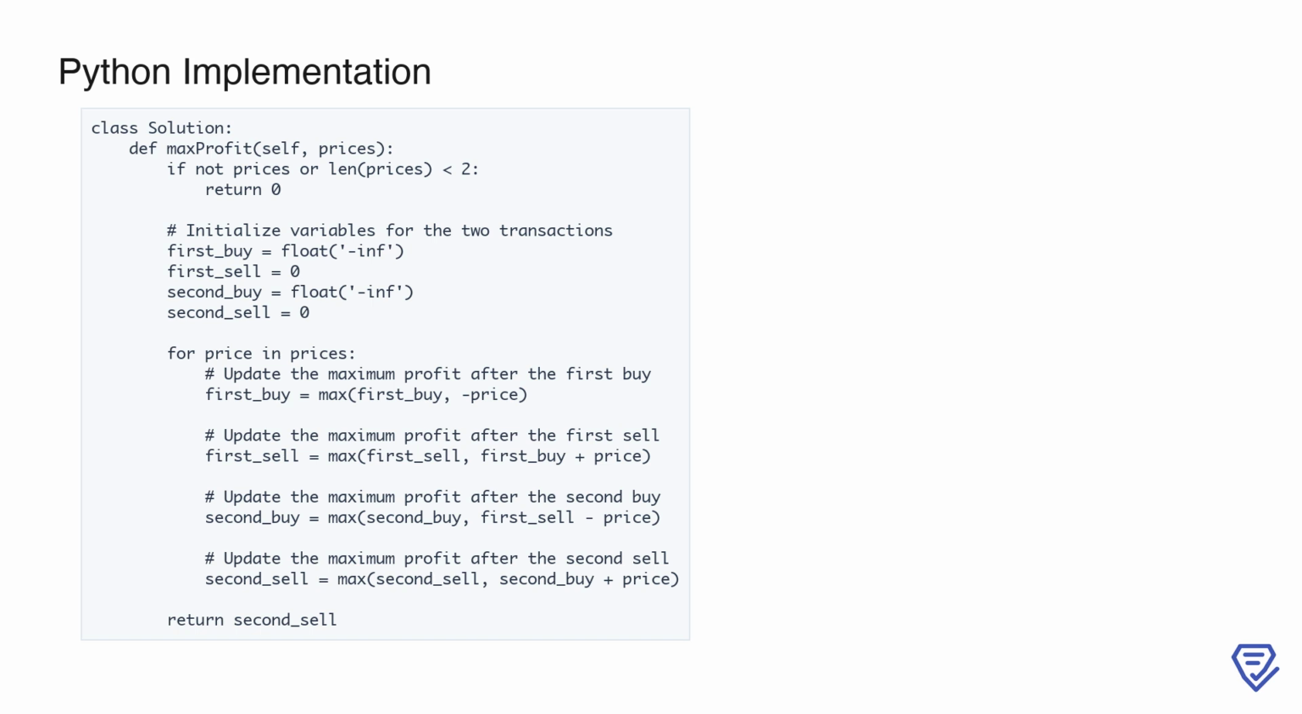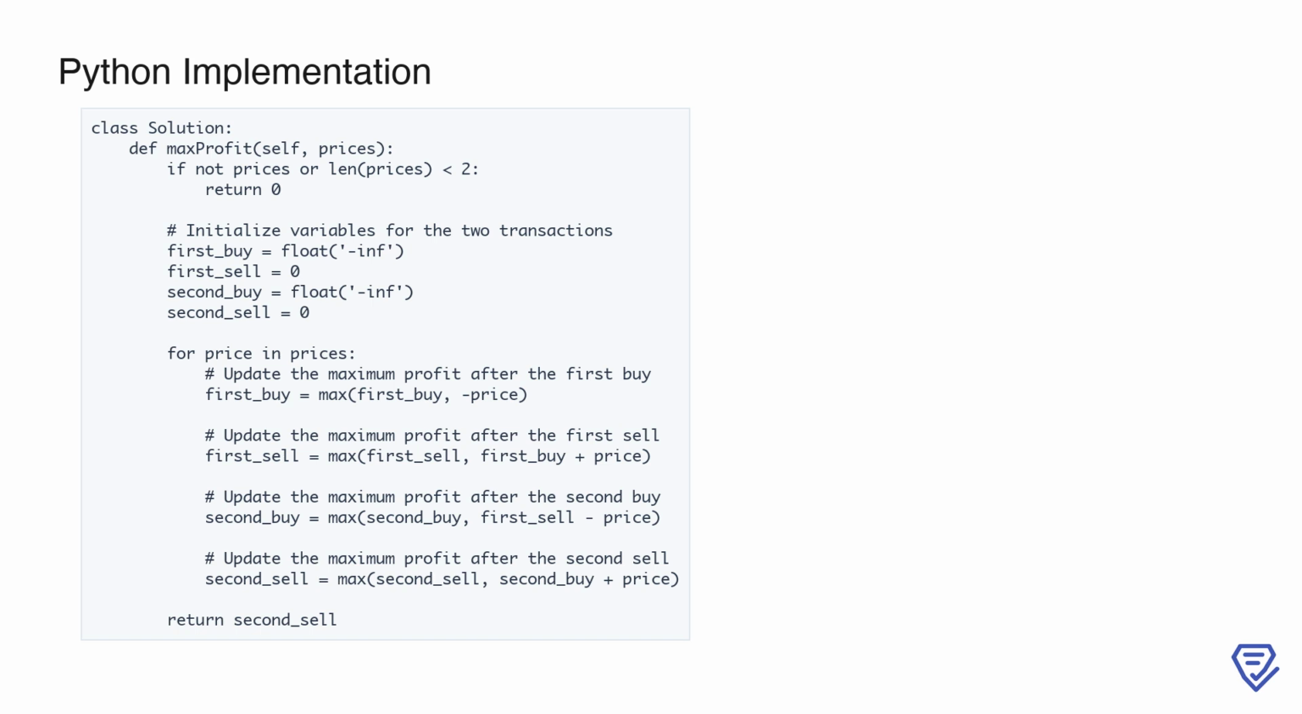First_buy, this tracks the maximum profit after the first buy. We calculate it as the maximum of its current value and negative price, buying the stock at the current price. First_sell, this tracks the maximum profit after the first sell. We calculate it as the maximum of its current value and first_buy plus price, selling the stock at the current price. Second_buy, this tracks the maximum profit after the second buy. We calculate it as the maximum of its current value and first_sell minus price, buying the stock for the second transaction.